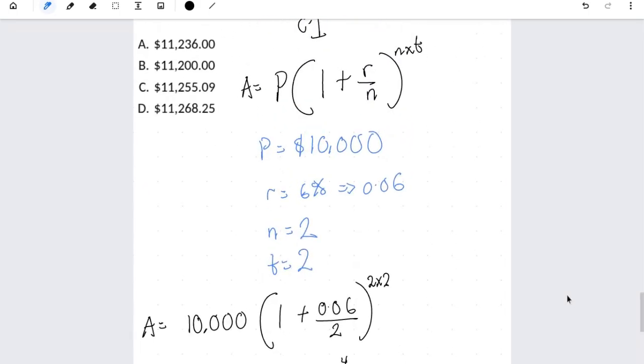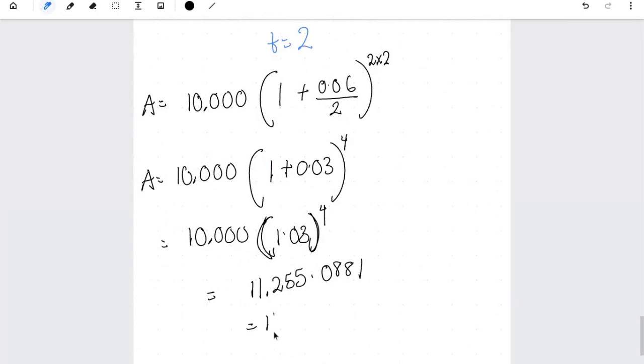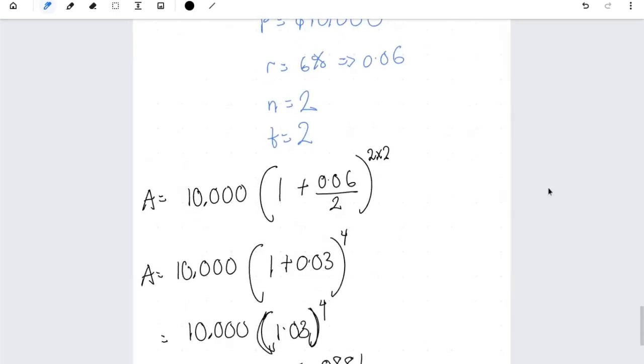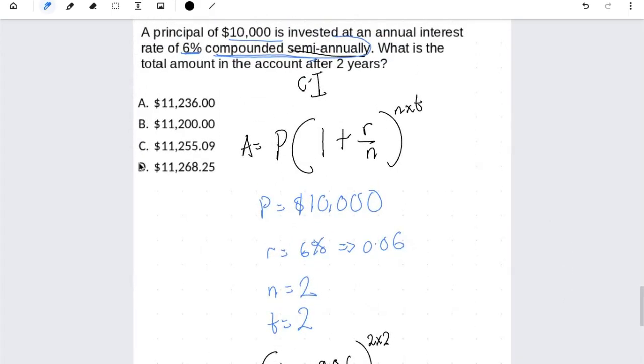If we look at the options, we can say that's 11,255.09. You can put dollars if you want. So 11,255.09. And the answer is going to be C. Okay, so the answer is C.